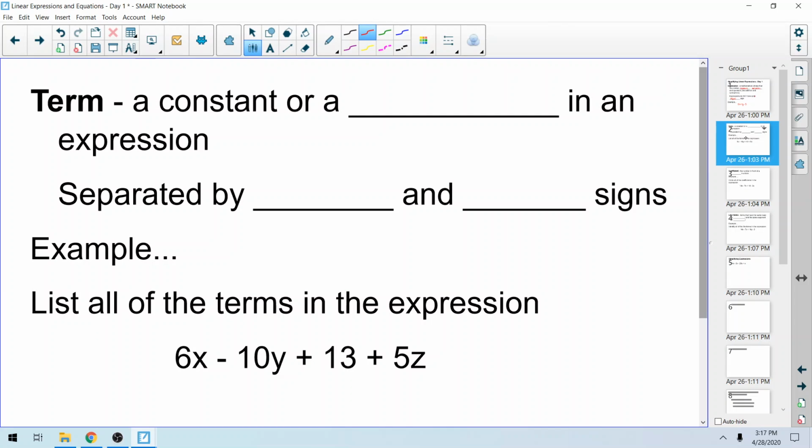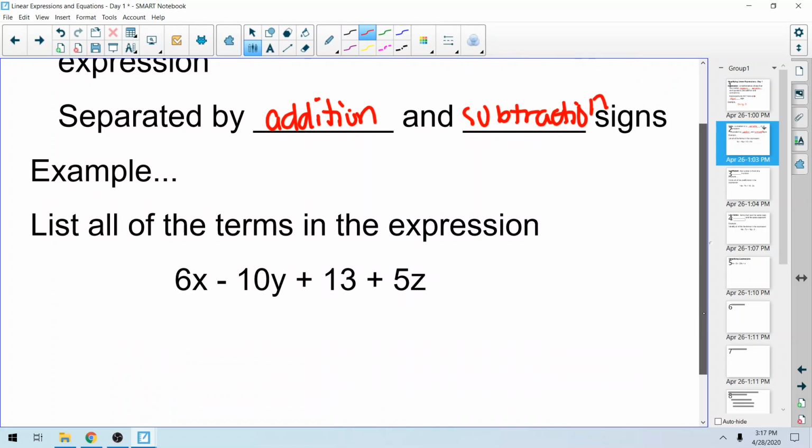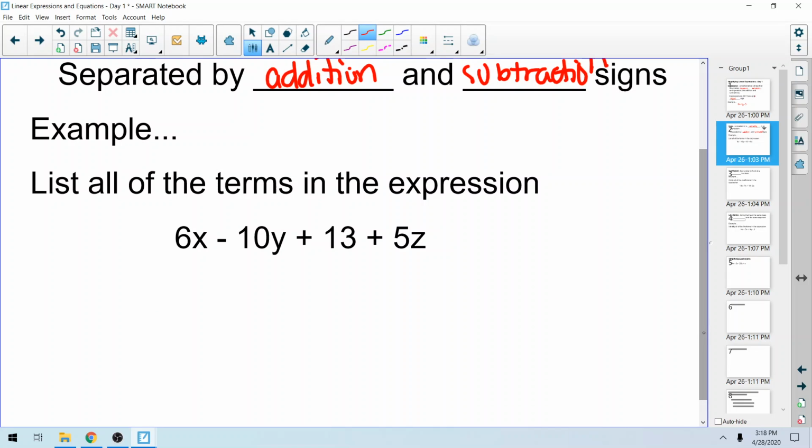A term is a constant or a variable in an expression. They are separated by addition and subtraction signs. An example, list all of the terms in the expression. So we can list them or we can circle them. So terms are separated by plus and minus, addition and subtraction.